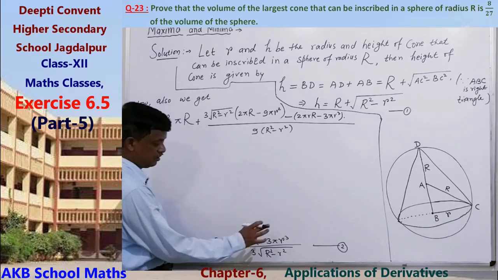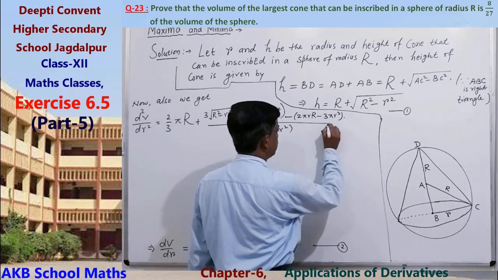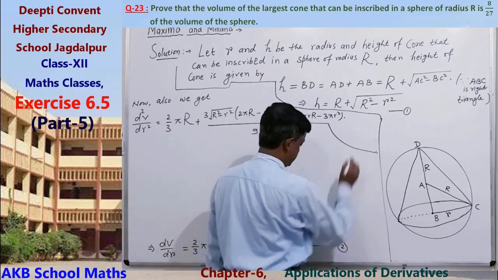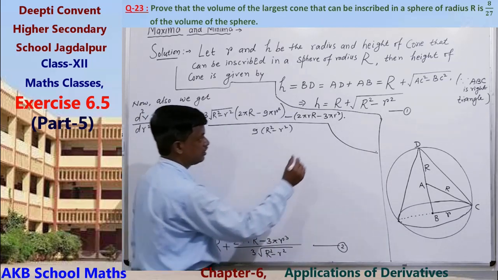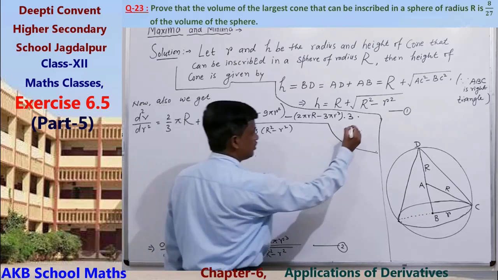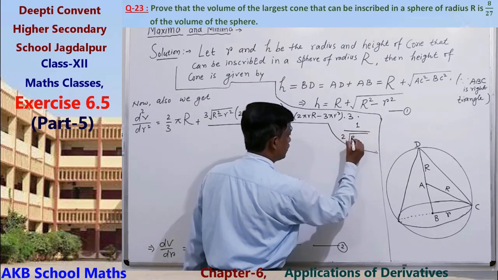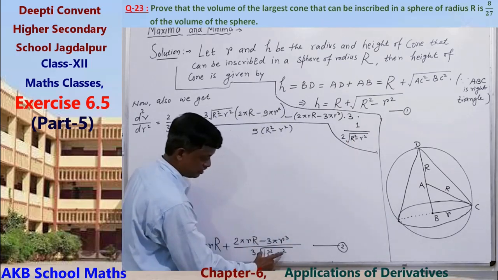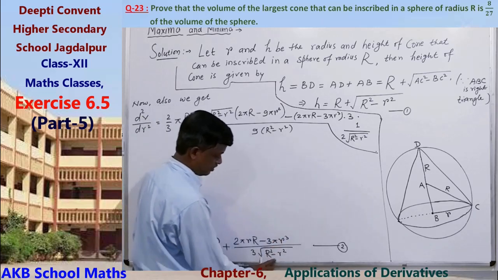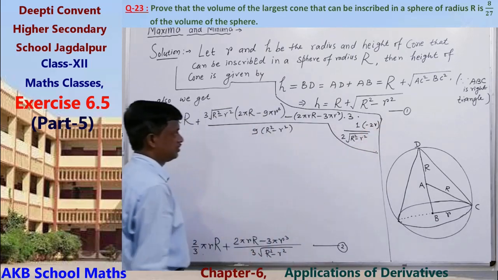the derivative of the denominator. What is the derivative of the denominator? That is 3 into 1 upon 2 root of R square minus r square. This is the derivative of the root function, into minus 2r. This is the upper part.